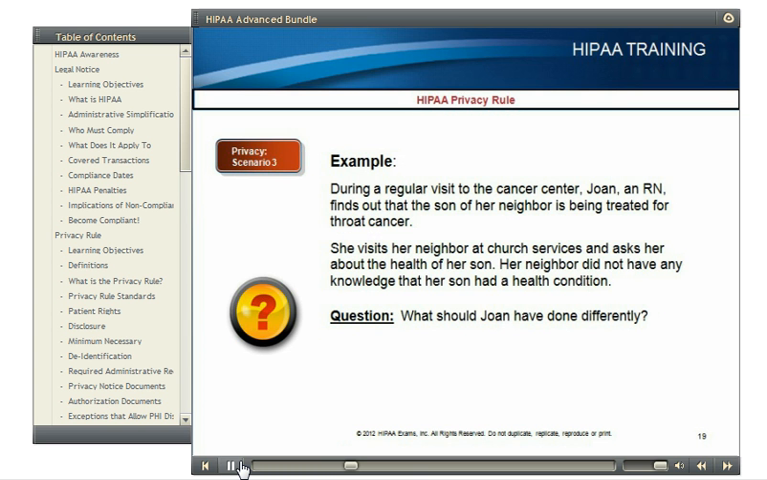Privacy. Scenario 3. Example: during a regular visit to the cancer center, Joan, an RN, finds out that the son of her neighbor is being treated for throat cancer. She visits her neighbor at church services and asks her about the health of her son. Her neighbor did not have any knowledge that her son had a health condition. Question: what should Joan have done differently?